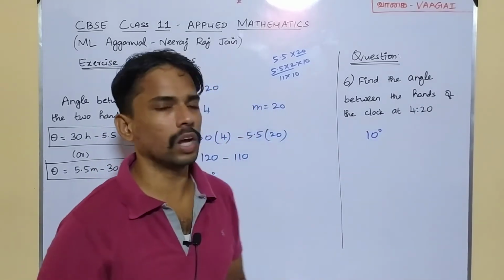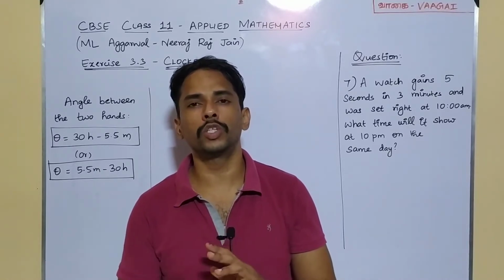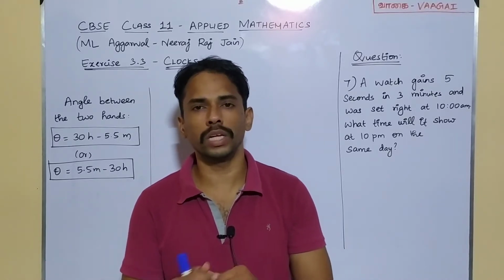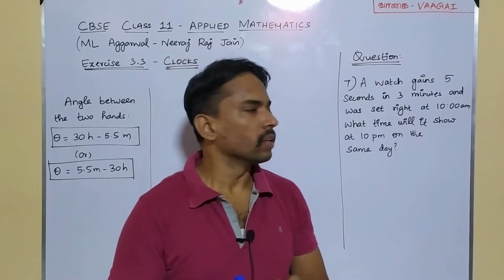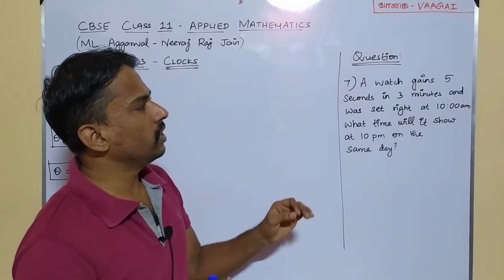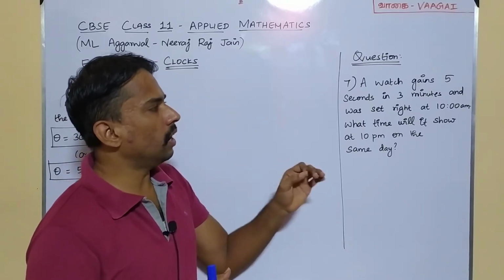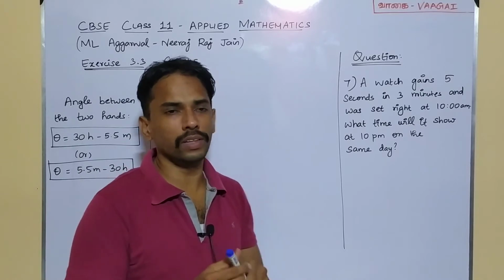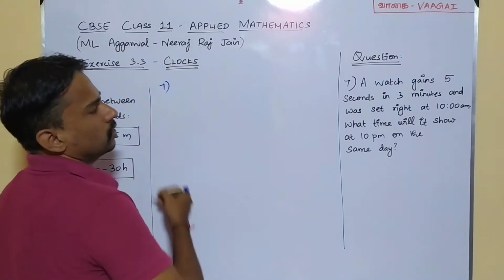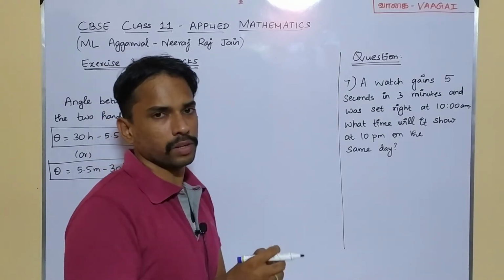This is the answer to our question number 6. Hereafter, we are going to deal with problems based on clock gaining and losing time. Following that, question number 7: a watch gains 5 seconds in 3 minutes and was set right at 10 a.m. So it is given that a watch is going to gain 5 seconds in 3 minutes.